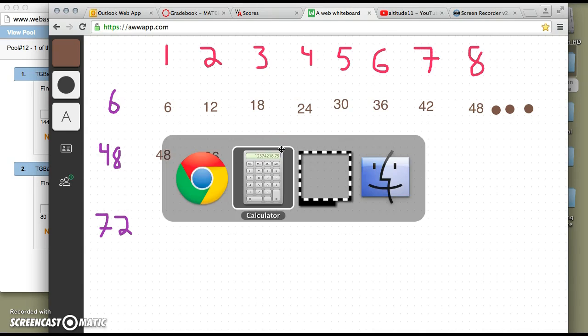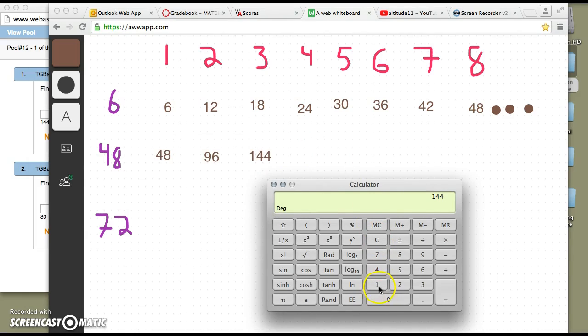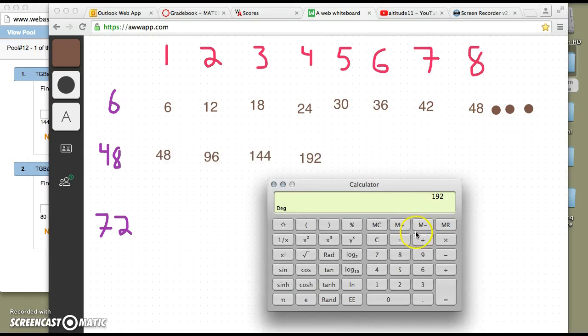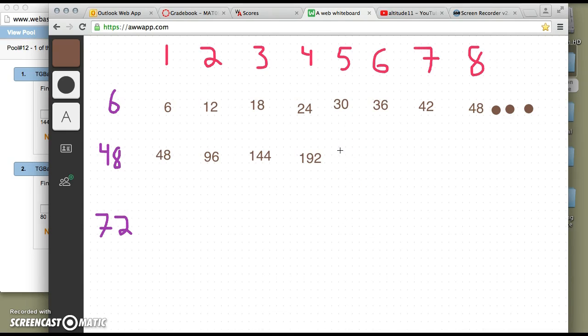Let's just take a look here at another couple. Add 48 again to get the next multiple. This is equivalent to 48 times 4. That's 192. And then adding 48 one more time here, we get 240. So remember, that's equivalent to 48 times 5.